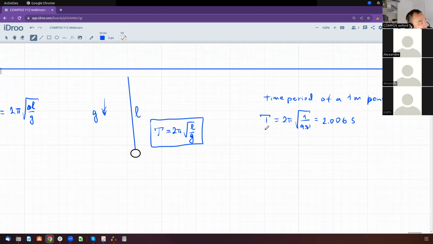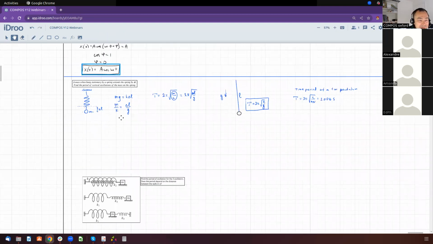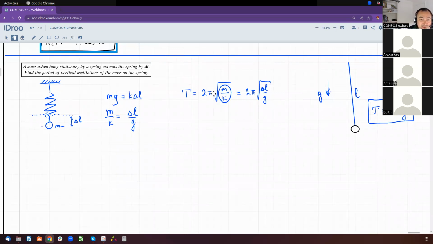No, that wasn't Newton. Sorry, I don't remember who defined that. You can of course search it up, but do it at home: the pendulum takes 2 seconds. Okay, so that's it. Find the period of vertical oscillations of the mass on a spring. So it's this.